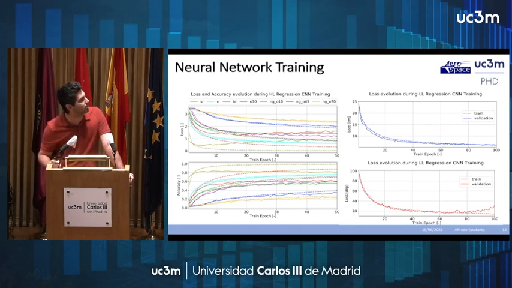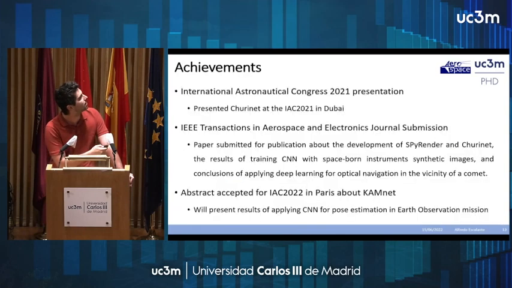And then for the low-level regression, we have an error of less than 6 kilometers for a more than 100 kilometers orbit. And for the roll angle, so the angle on the plane of the detector of the camera, the error is less than 20 degrees.